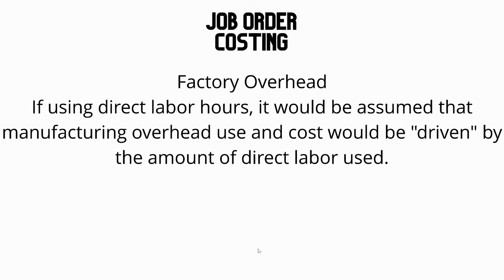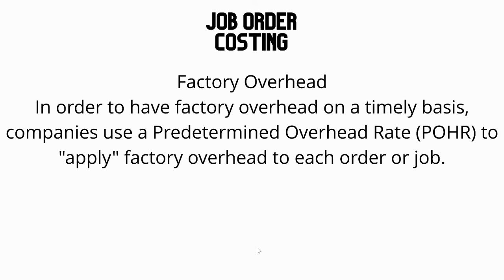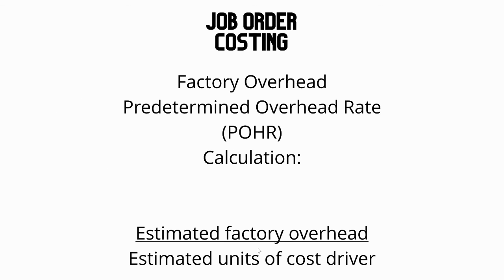If using direct labor hours, it would be assumed the manufacturing overhead use and cost would be driven by the amount of direct labor used. In order to have factory overhead on a timely basis, companies use a predetermined overhead rate, or POHR, to apply factory overhead to each order or job. The predetermined overhead rate calculation is estimated factory overhead divided by estimated units of the cost driver.